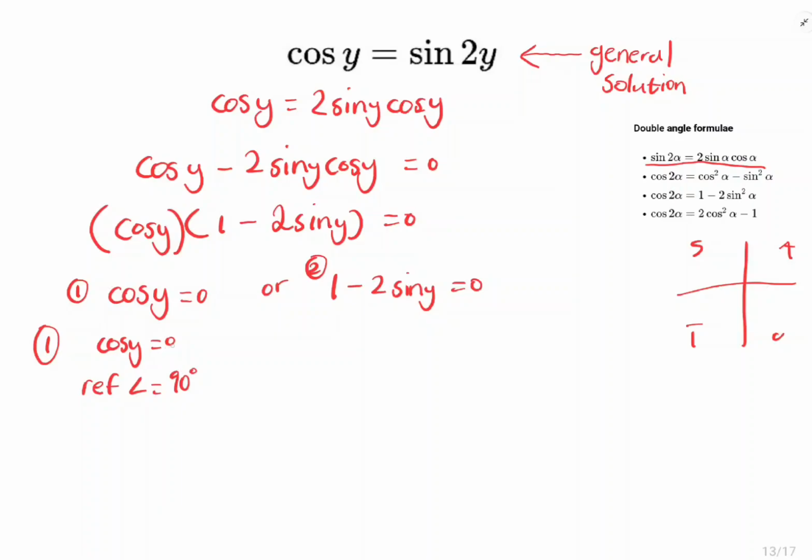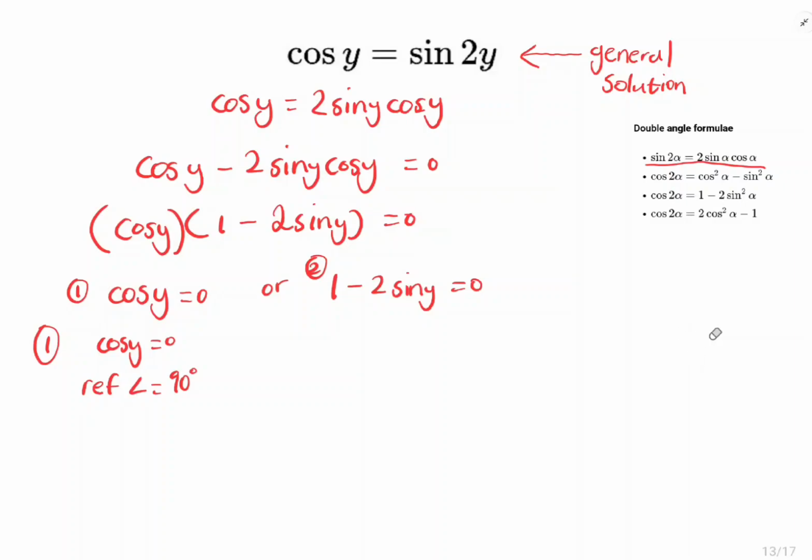Or rather, 0 can either be positive or negative. So in this case, it looks like we cannot work with the CAST diagram in such a way, now that it's a 0. We cannot determine which quadrant it is going to be in, because it's 0. So we don't know if it's positive or negative. 0 can either be positive or negative.